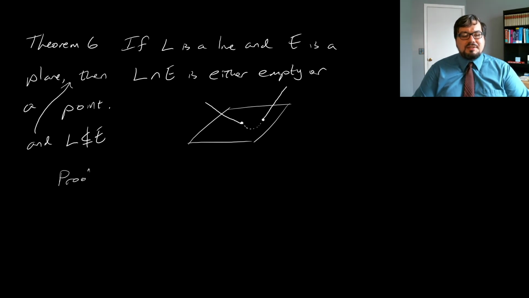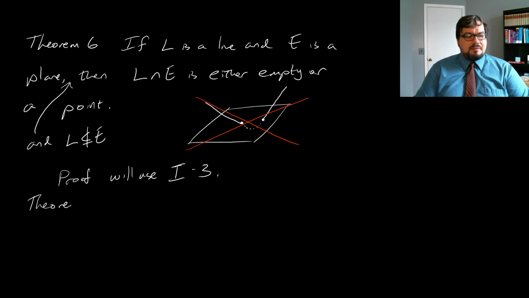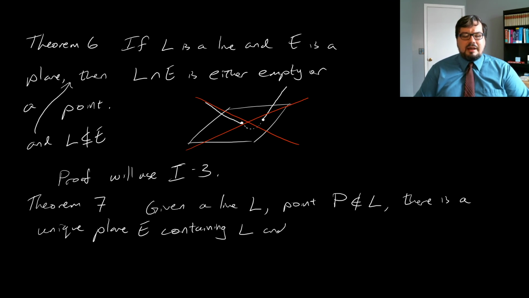So the proof for this will use axiom I3. And sketching out what's going on can help us to see what's going on. So theorem 6 is saying that this picture isn't possible, but that's the same thing that axiom I3 was saying, so axiom I3 is what we use to prove this theorem. All right. Theorem 7 says that given a line L and a point P, which is not in L, there is a unique plane E containing L and P.